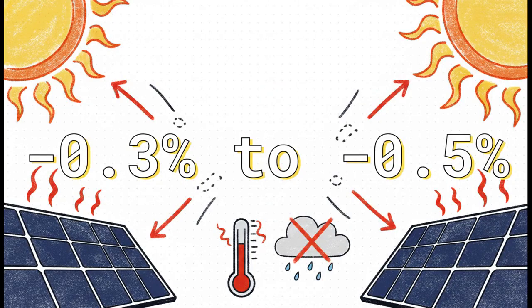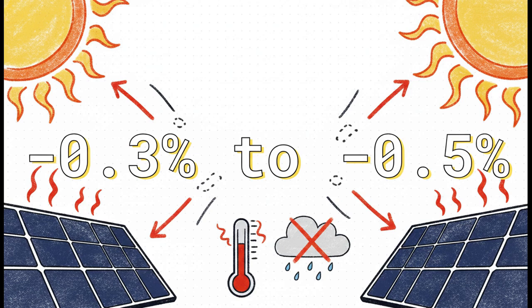But check this out. Here's a totally surprising fact about these high-tech panels. They actually lose efficiency as they get hotter. No way, right? The typical temperature coefficient for a monocrystalline panel is negative 0.3 to 0.5%.